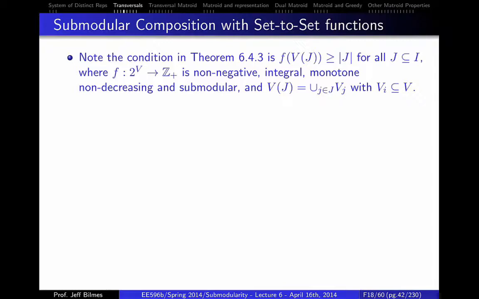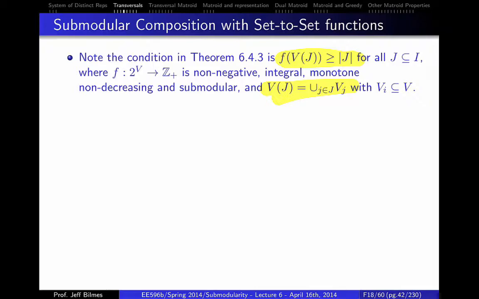Okay, so one thing before I want to do that is let's look at this particular condition. So the basic condition is this inequality. It's basically saying that f of the neighbors of the indices has to be greater than or equal to the cardinality of the indices. And where f is a non-negative integral monotone non-decreasing and submodular function, and where v is equal to this sort of set neighbor mapping functions, right?